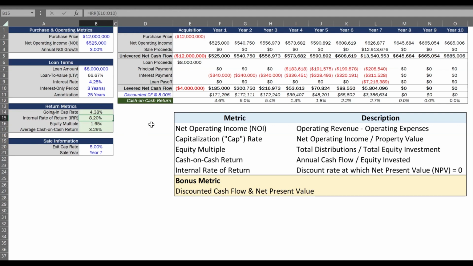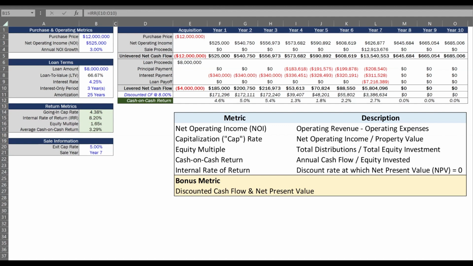It's a really commonly used metric. You'll see this in a lot of real estate investments, a lot of offerings, and it's a key decision-making metric for a lot of investors, but it can also be a bit tricky to understand. All right, so let's start with what an IRR is at its most basic level.